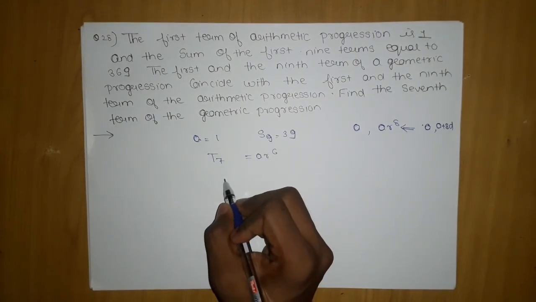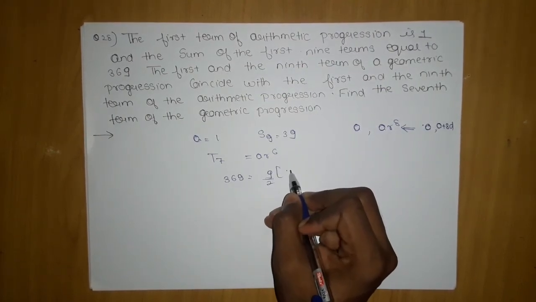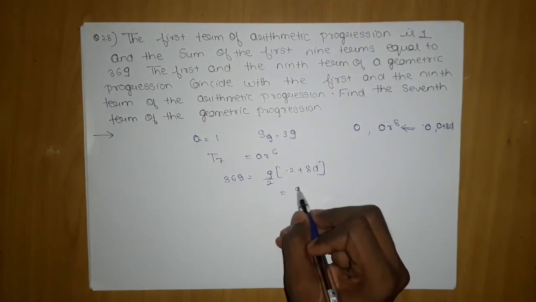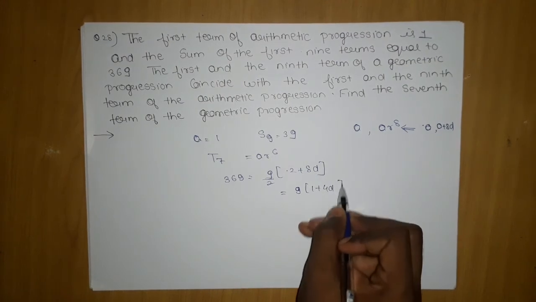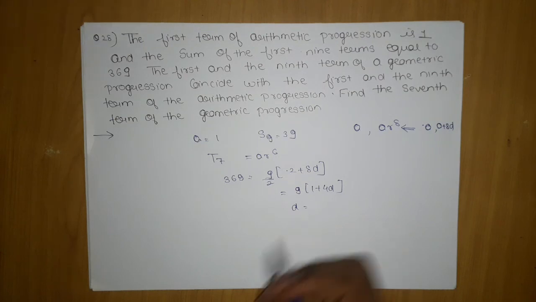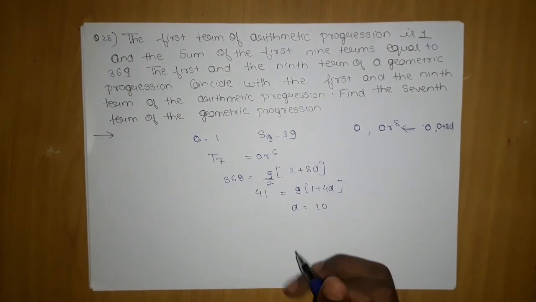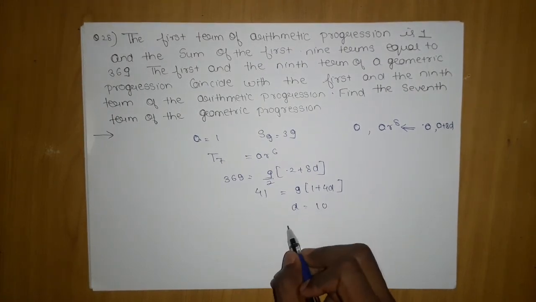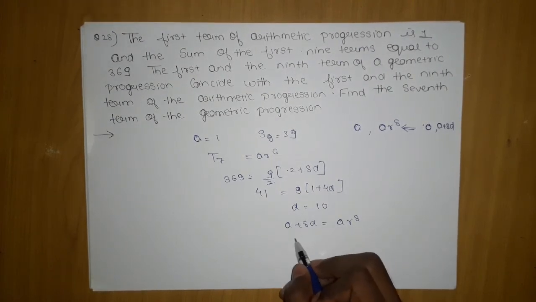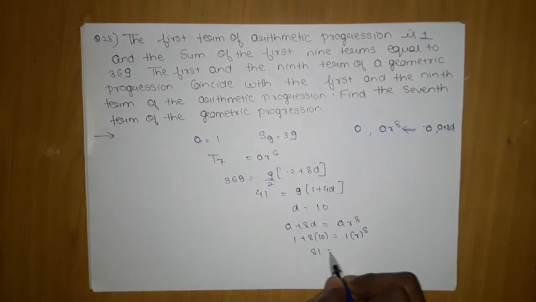But before doing that, they have given the sum. So 369 equals 9 by 2 times bracket 2 plus 8d, which I can write as 9 into 1 plus 4d. Dividing 369 by 9, it will be 41. So 4d is 40, and we got d equals 10. Now we know a plus 8d coincides with a r power 8. So we can substitute here: 1 plus 8 into 10 equals 1 into r power 8, giving me 81 equals r power 8.